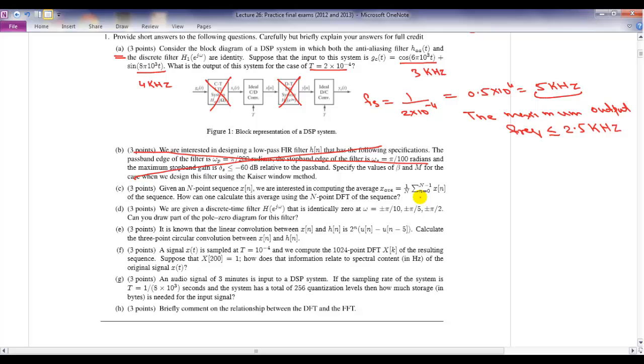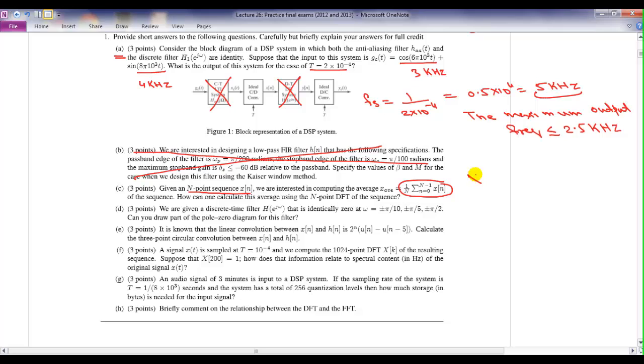The third question is saying that we are given an endpoint sequence x[n], and we are interested in computing the average. How can this average be calculated using the endpoint DFT? What this question is trying to teach you is that the 0th element of your endpoint DFT basically gives you information about the average of the signal.